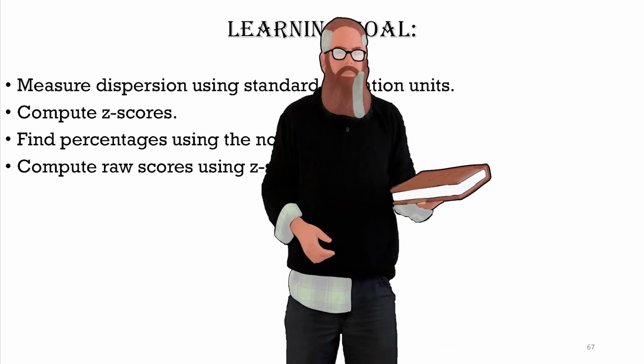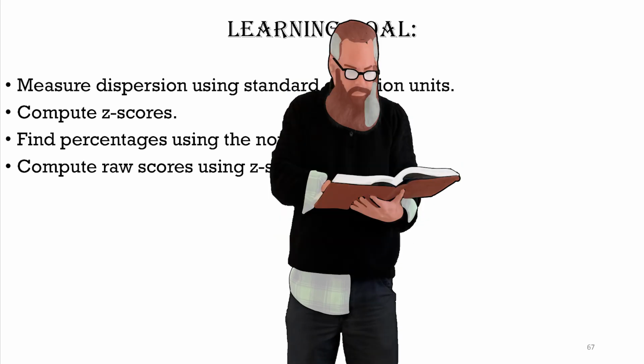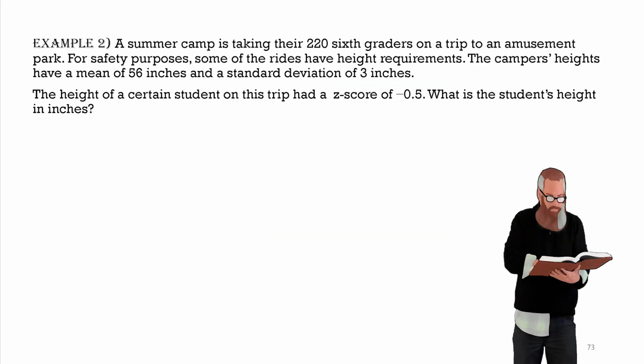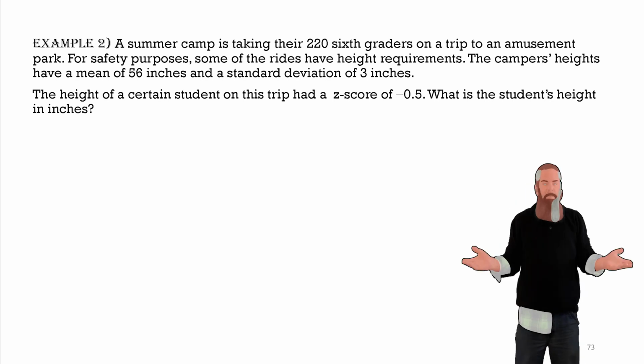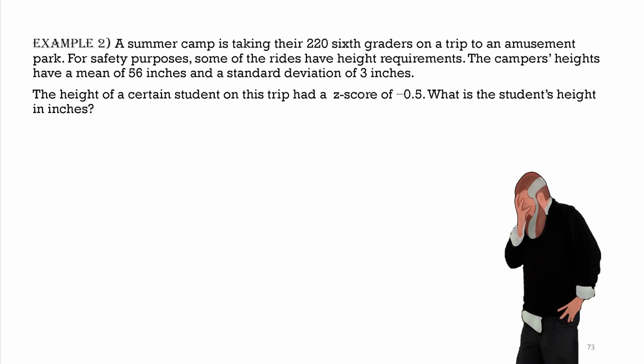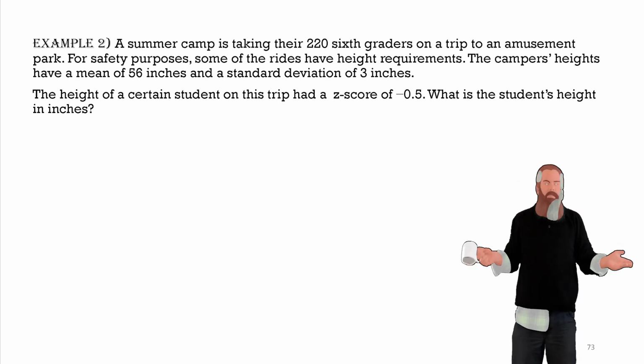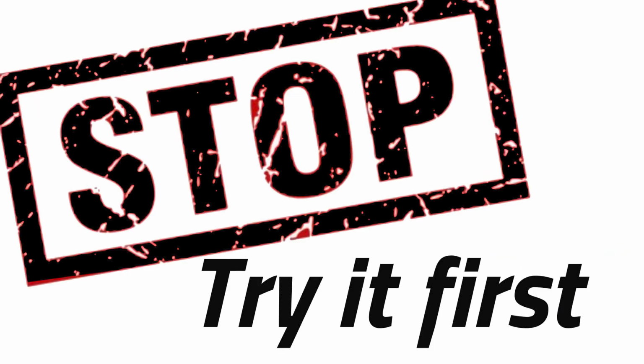Now let's compute a raw score using z-scores. A summer camp is taking 226 graders on a trip to an amusement park. For safety purposes, some of the rides have height requirements. The campers' heights have a mean of 56 inches and a standard deviation of 3 inches. The height of a certain student has a z-score of negative 0.5. What is the student's height in inches?